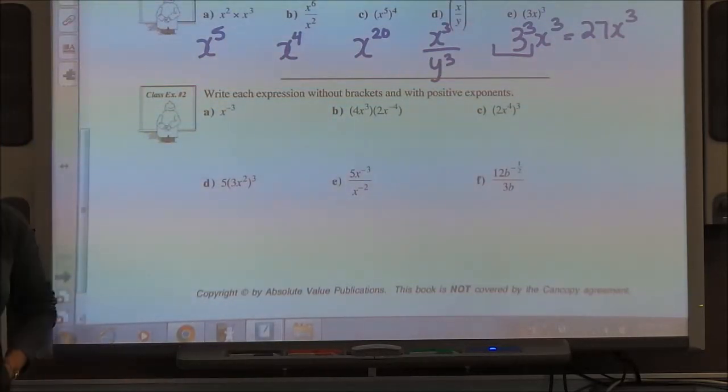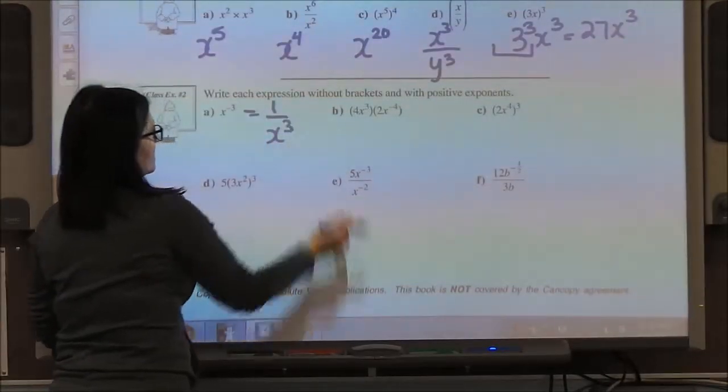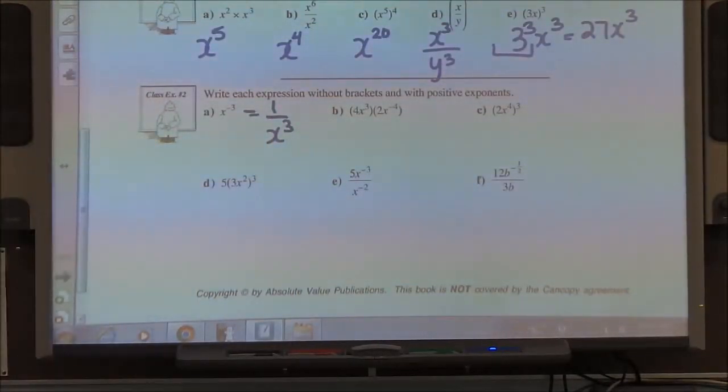How do I make this positive? 1 over x to the power of 3. That's how it becomes positive. Okay, so if I look at the next one, 4x cubed times 2x to the negative 4.